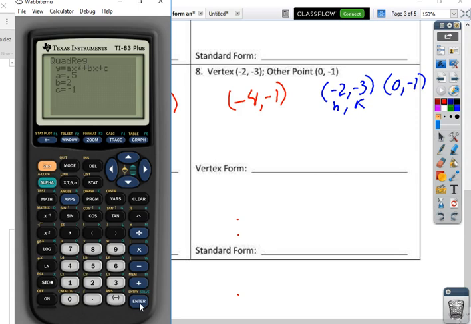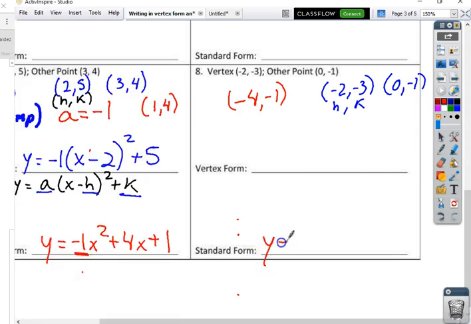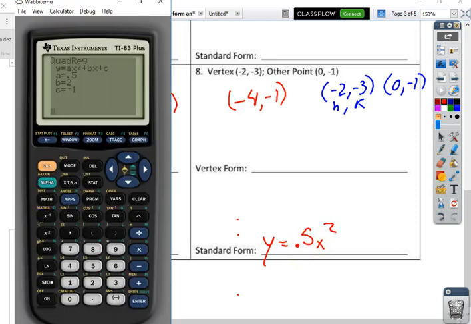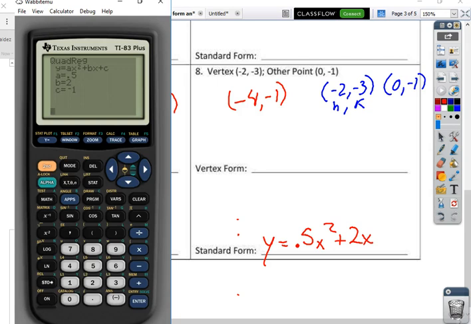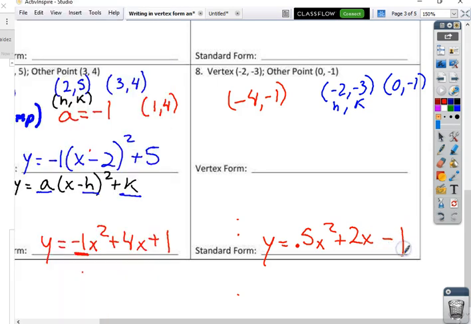All right, so we're going to write our standard form. Look, it even gives you your standard form here. Man, what more do you want? All right, so here, easy as cake. So write y equals, and we can put 0.5x squared, or we can put 1/2 if you want to change it to 1/2, whatever floats your boat. Now, next one is plus 2x, so b was 2, and then c was -1. And that is our standard form.